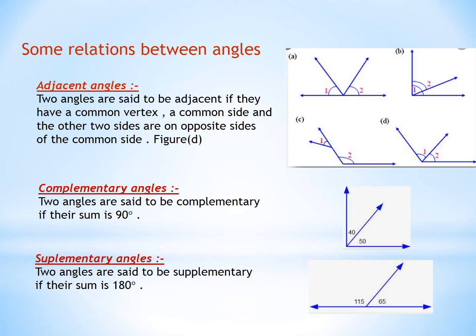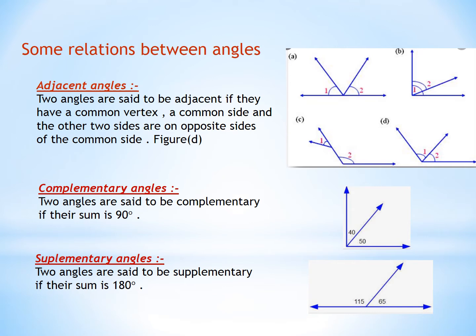الفيجر B الانجل 1 والانجل 2 has a common vertex و common side، بس اللي هو الثيرد condition اللي هي the other two sides are on opposite sides of the common side دي ما اتحققتش. الفيجر سي اصلا الانجل 1 والانجل 2 has no common vertex، فما اقدرش اقول ان هما الاثنين دول adjacent angles. الفيجر دي الانجل 1 والانجل 2 has a common vertex, common side, and the other two sides are on opposite sides of the common side. الcommon side اللي هو في النص بين الانجل 1 والانجل 2، والother two sides واحد منهم on the right of this side و the other on the left of this side. يبقى كده الفيجر دي اقدر اقول ان الانجل 1 والانجل 2 adjacent angles.